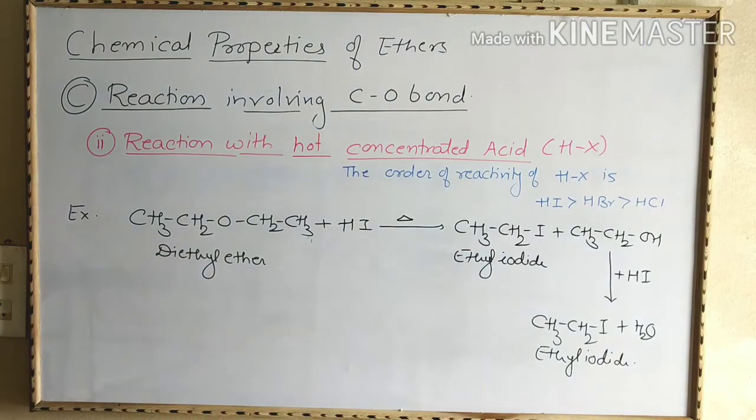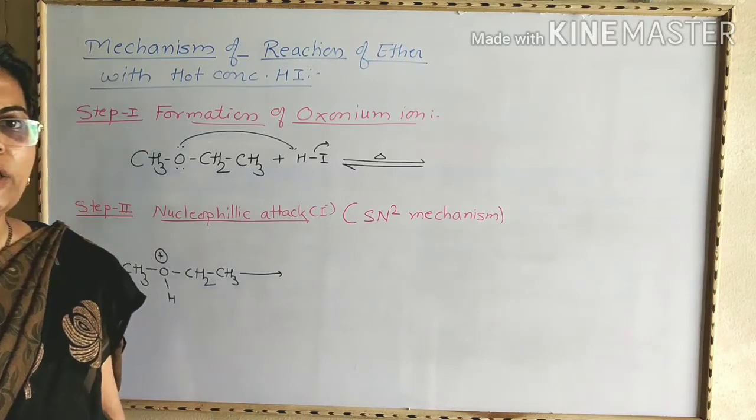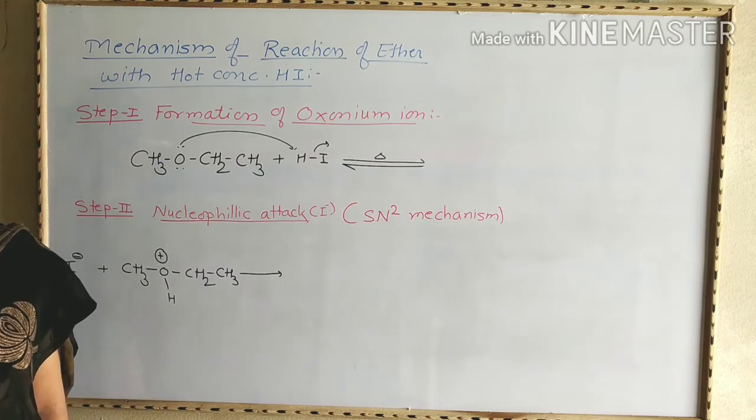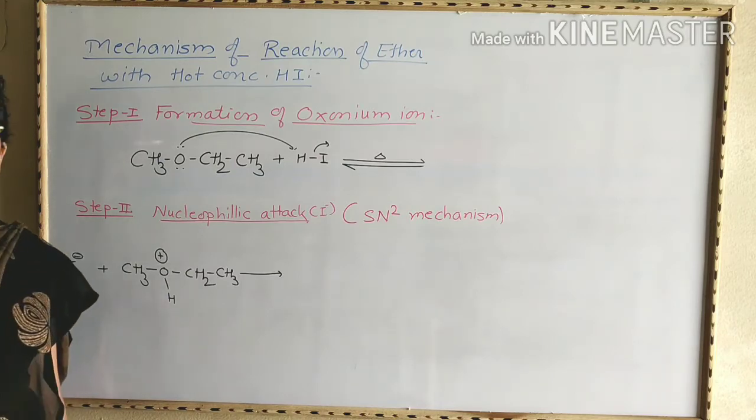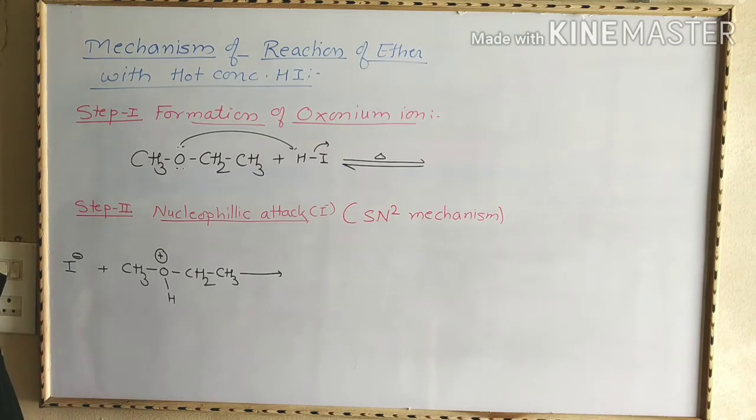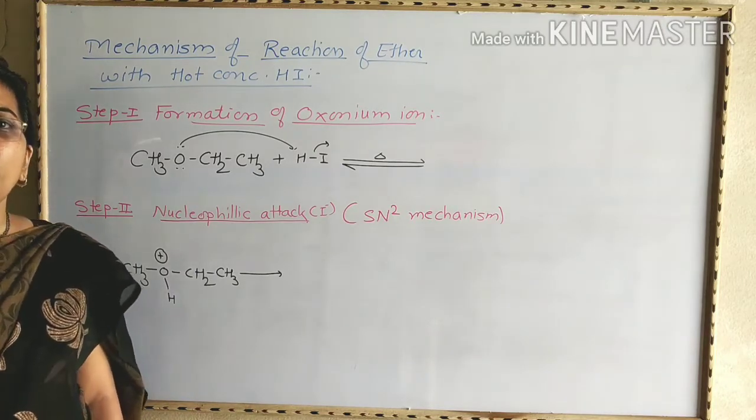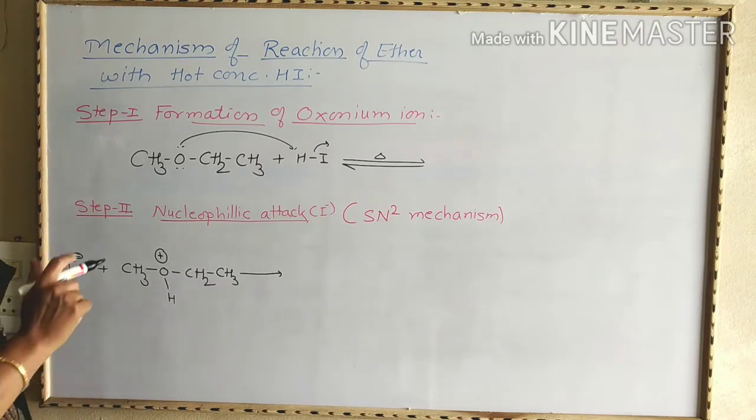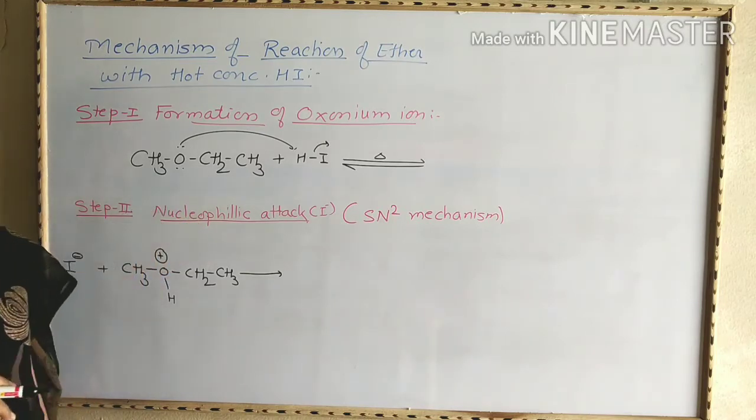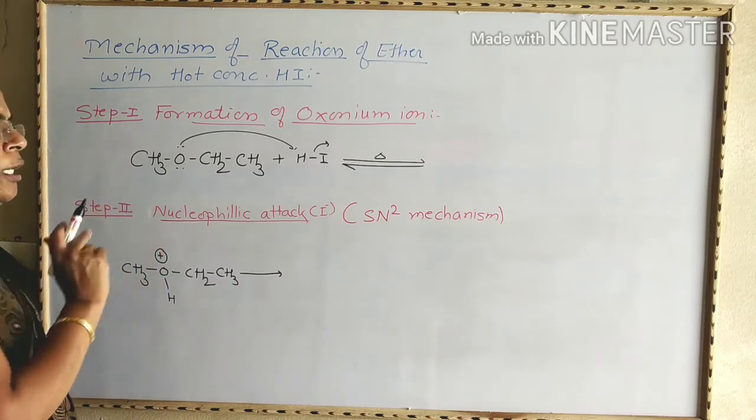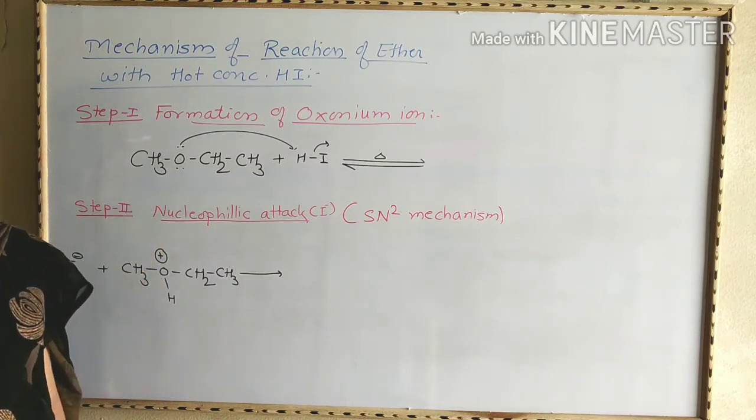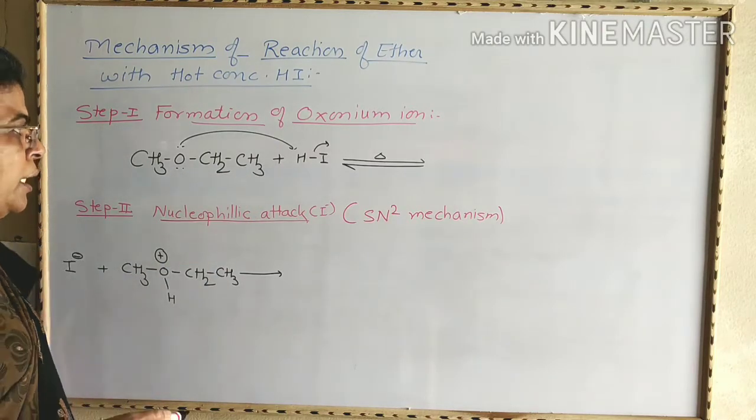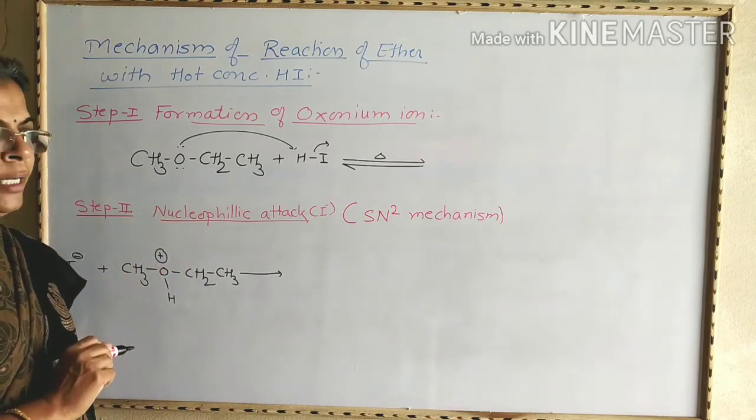Now we are going to see the mechanism of the reaction of ether with hot and concentrated HI. Now it is a two-step mechanism. Here, the first step involves formation of oxonium ion, in which we are going to see this example. This is ethyl methyl ether, a mixed ether. When it is treated with or heated with hot HI, then formation of oxonium ion takes place.